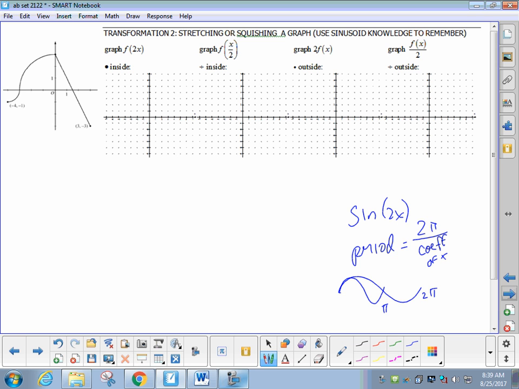So what will that 2 do? Multiplying inside causes a horizontal squish in fancy math terminology. I have yet to find a textbook with the word squish in it. I cannot figure why that is. I guess it's not mathy enough, but that's how people think about it, and that works for me.